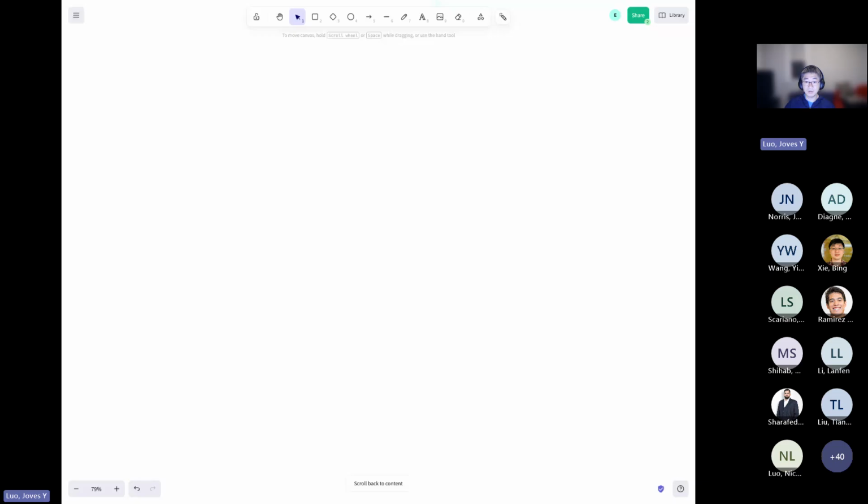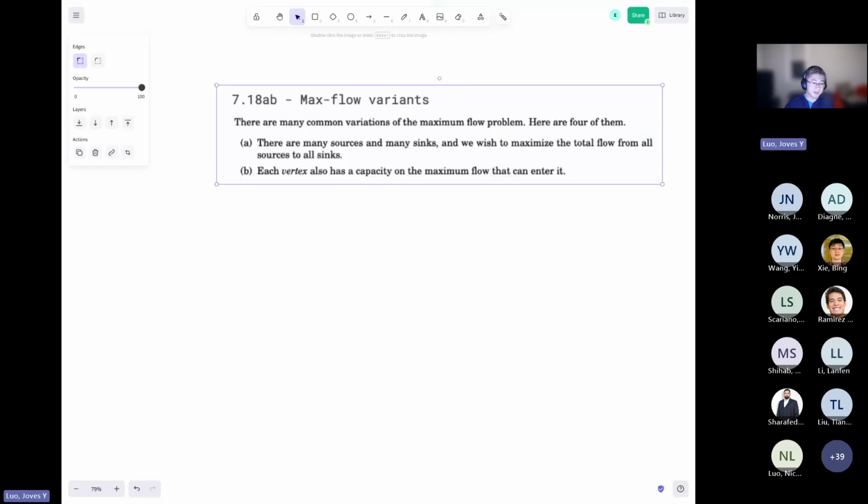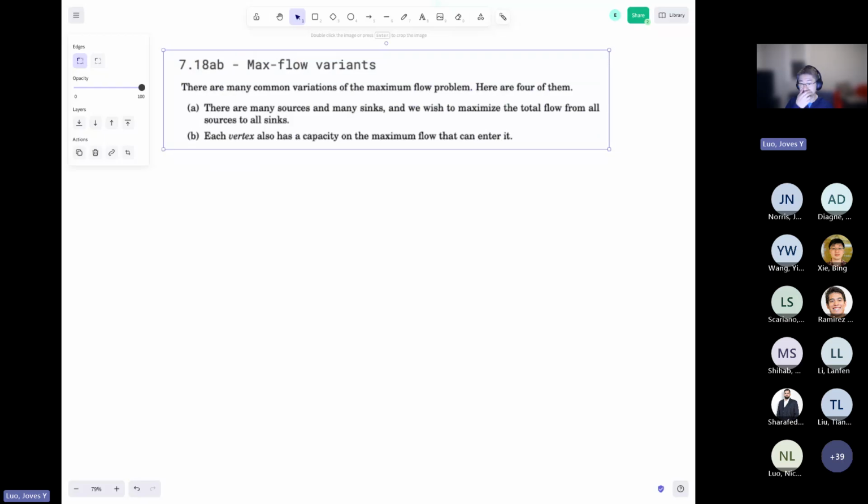All right. We are now moving on to 7.18. Right. So there are variations of flow problems. Here are 4 of them, but we only care about the first 2. There are many sources and many sinks, and we wish to maximize the total flow from all sources to all sinks.